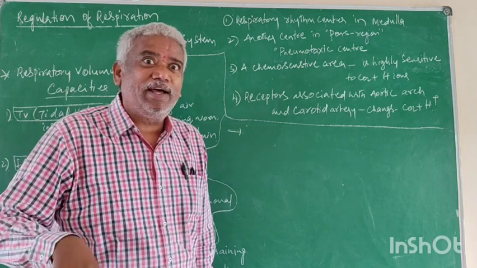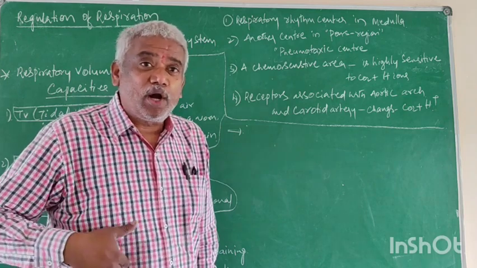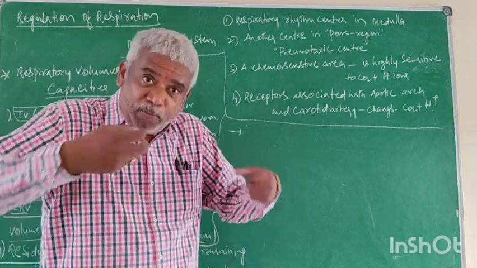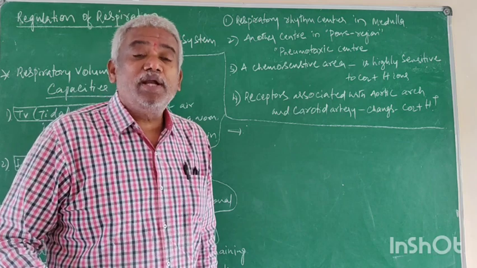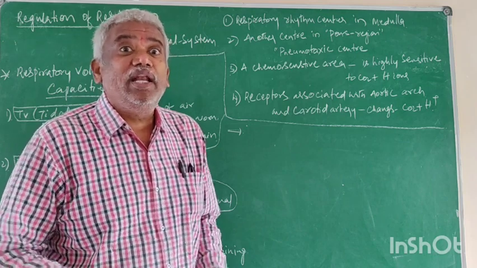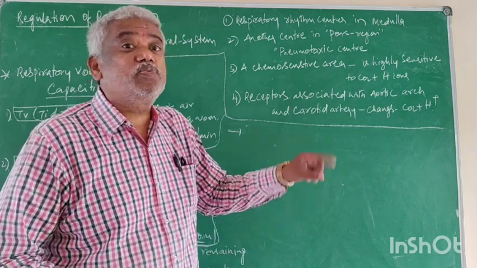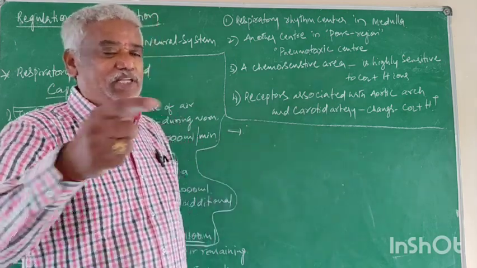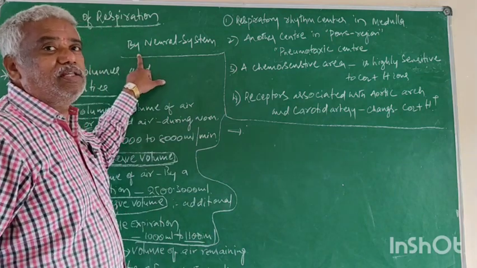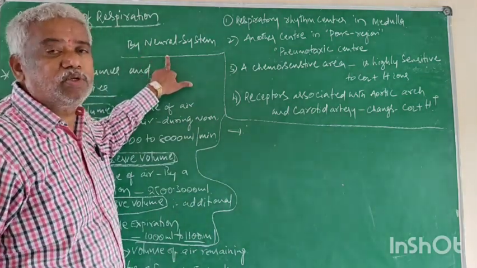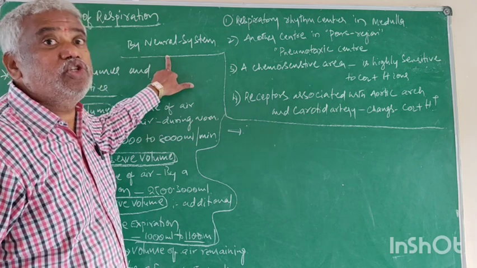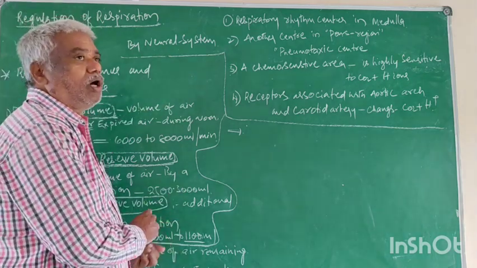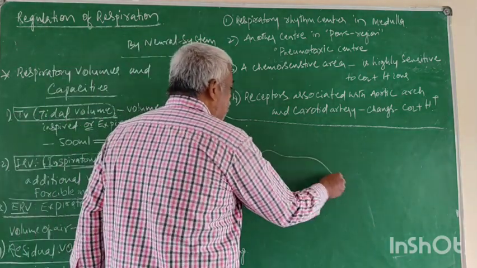According to the need, oxygen to the body, our body has the ability. The body has the ability to regulate the respiration according to the need of the body. Now this regulation is by the neural system, that is the nervous system, the brain. Now this is the brain, right?